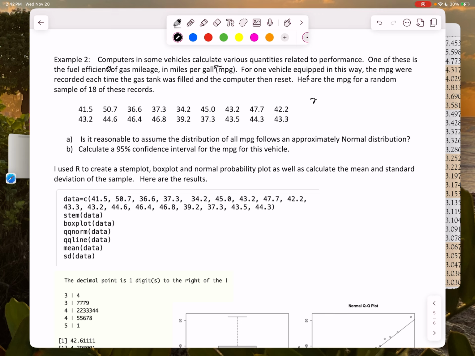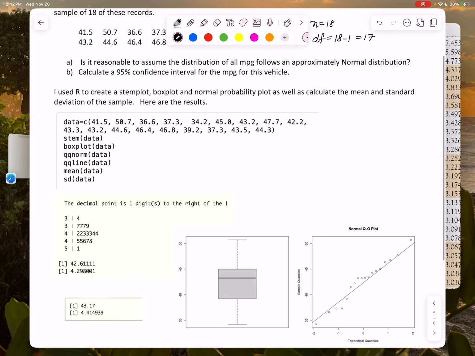So for this one, N is 18. So my degree of freedom is 1 less than that. The degree of freedom is always 1 less than the sample size. And then the questions are, is it reasonable to assume the distribution of all MPGs follow an approximately normal distribution? And then let's do a 95% confidence interval.